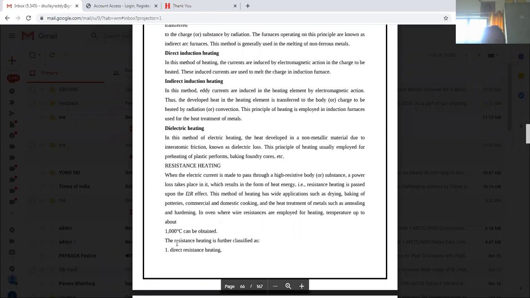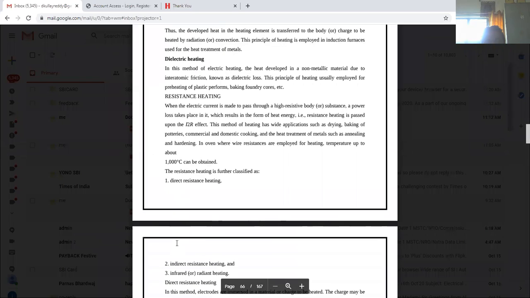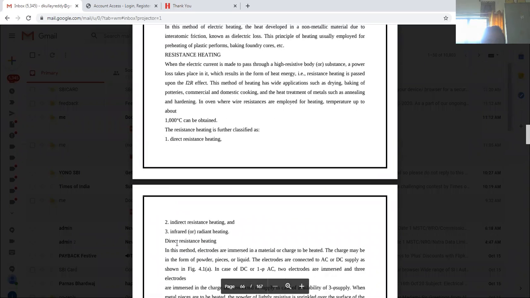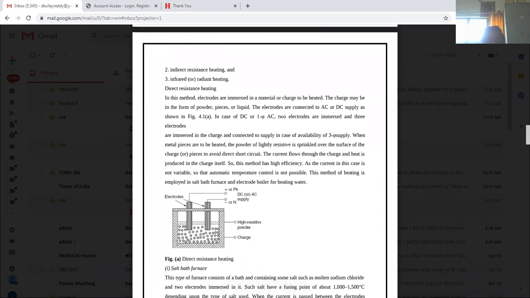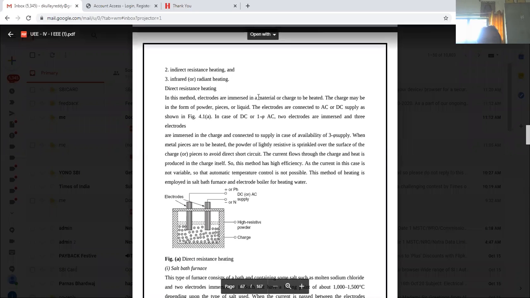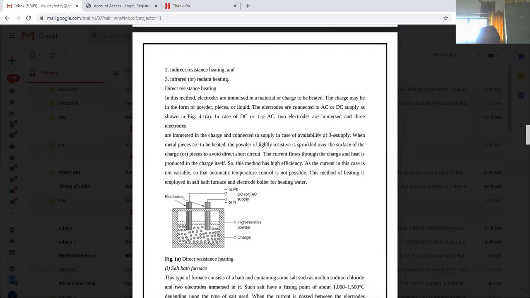Another is resistance heating. I already discussed direct resistance heating and indirect resistance heating, and infrared or radiant heating. Direct resistance heating: this is a simple diagram as an application example. Here there are two electrodes, a positive and a negative electrode, and we give the supply between the two electrodes. See the high resistive powder, the charge particles here. When the electrodes are immersed in the material to be heated and we give the supply, the material is heated.